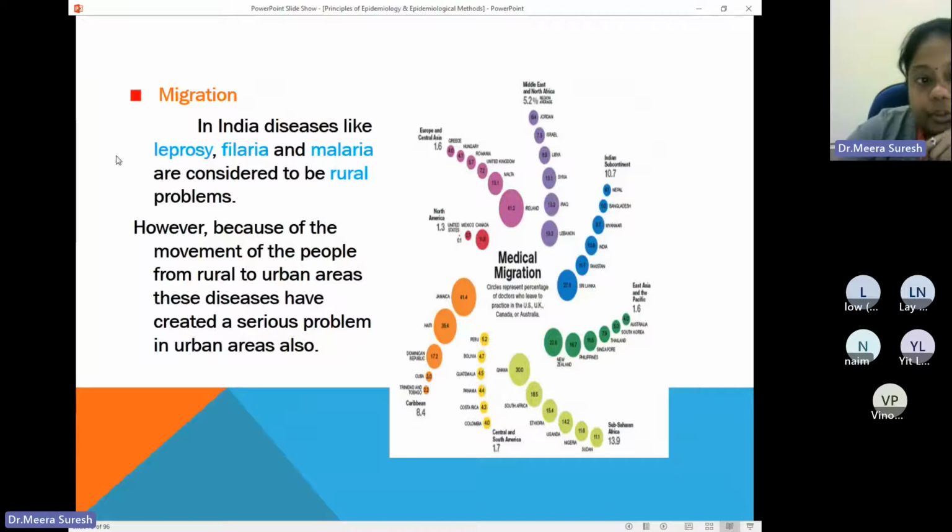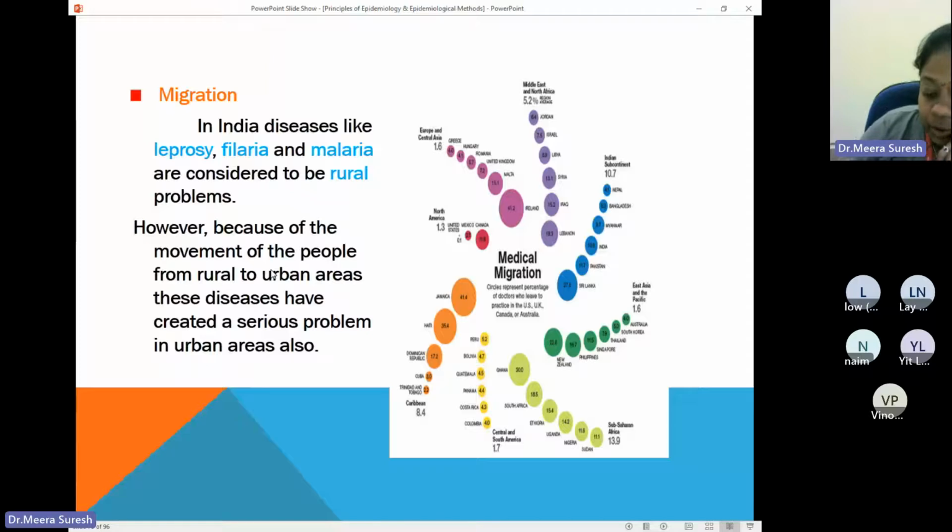So in all this distribution, another thing that we have to consider is migration. In India, some diseases like leprosy, filaria, and malaria were considered to be a rural problem. When we are talking about place distribution, we have seen that there are geographical differences. So in India, these three diseases were considered to belong to the rural population. But because of migration that is now happening, people are migrating to different parts, and now we don't see such a rural and urban difference.